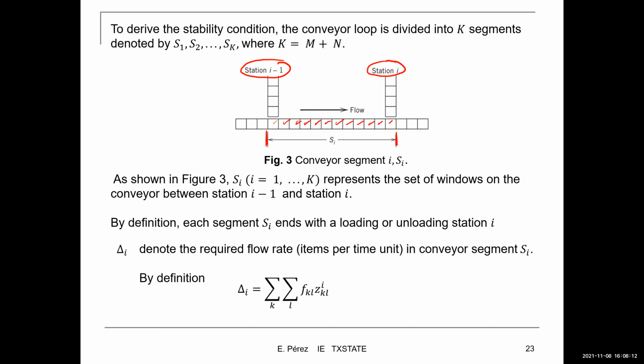By definition, each segment Si ends with a loading or unloading station. Delta I denotes the required flow rate, in items per unit time, in conveyor segment Si. And by definition, delta I is equal to this double summation of Fkl times Zkl.